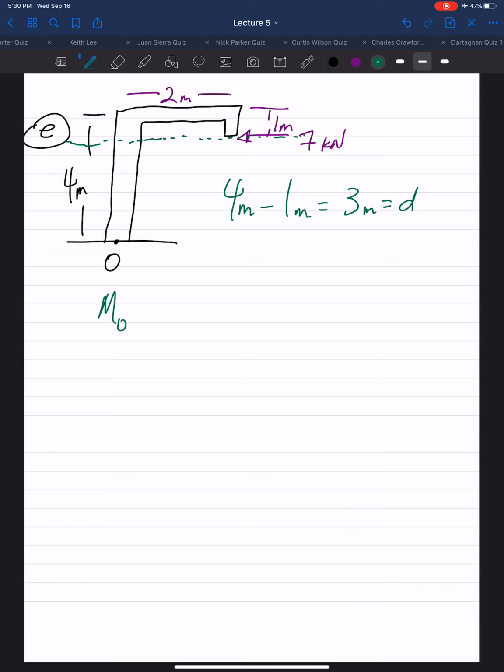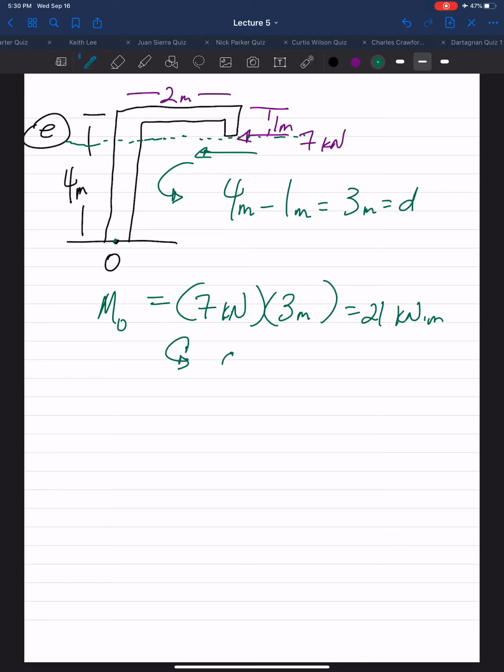So the moment the force causes about point O is the force times the perpendicular distance, in kilonewton meters. Then what direction is that force causing the body to rotate? It's pushing it, and point O is our fixed point, so it causes it to rotate counterclockwise about point O.